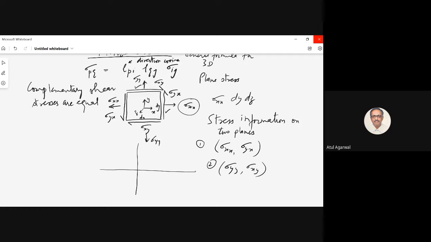So this is in the i direction. Similarly, the force on the left face is in the direction minus i. So that is sigma xx dy dz i. You'll see that they are cancelling out and you are getting just a zero. The same thing will happen with the other stresses.